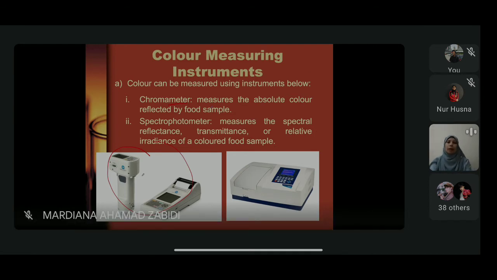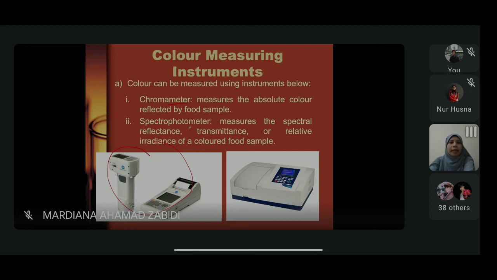And in the chromameter, they have several color systems too, but it is not covered in your lecture notes. So in the chromameter, there is a part of the CIE LAB system. They have 3 stimulus values as well. Okay, but that's fine, it is not in your syllabus.